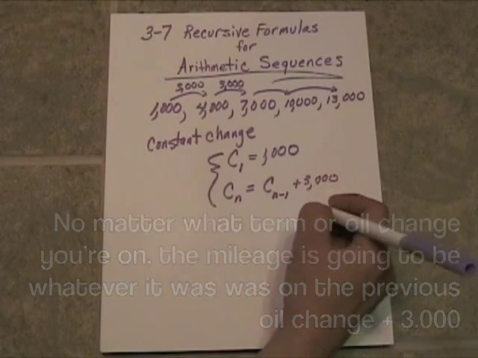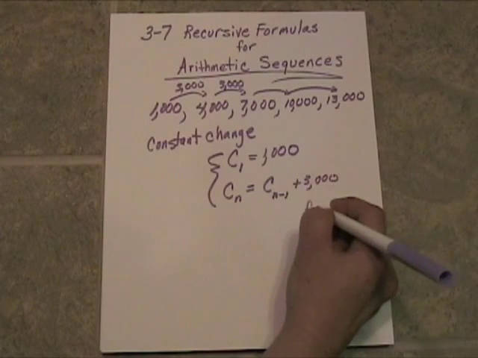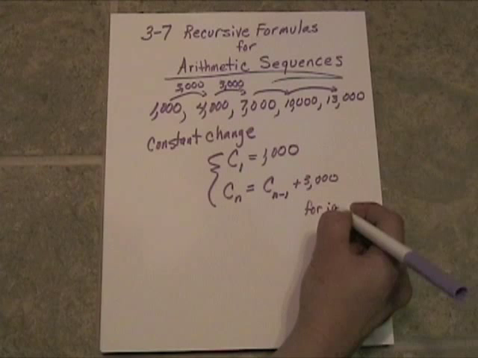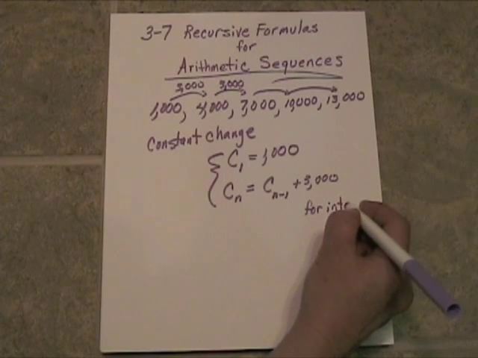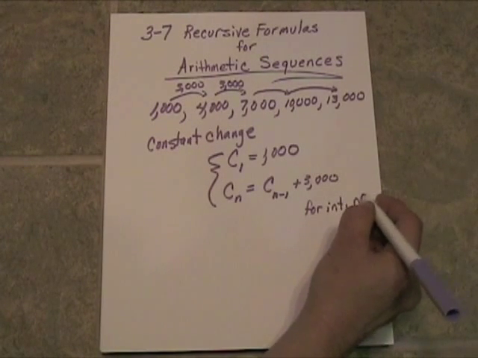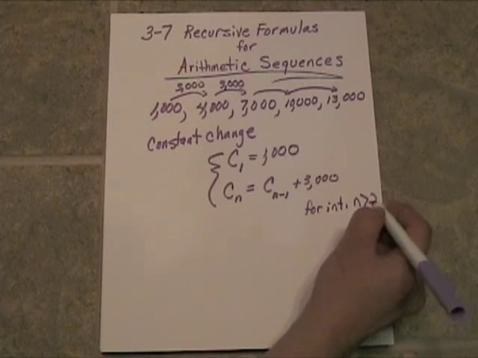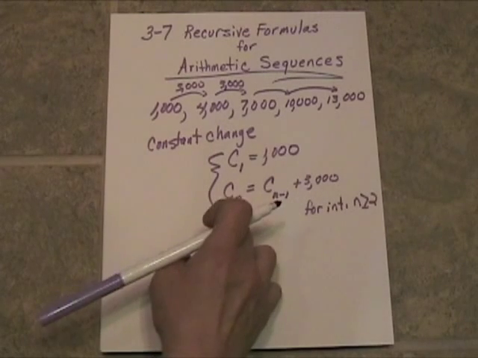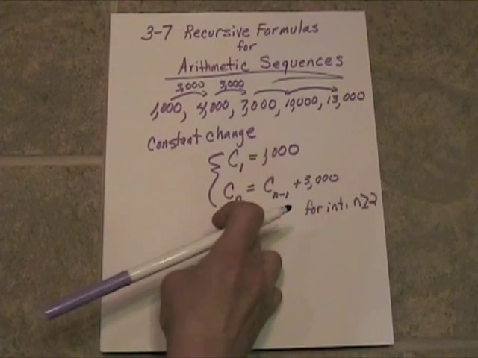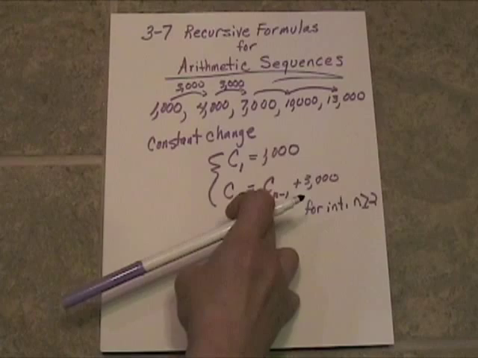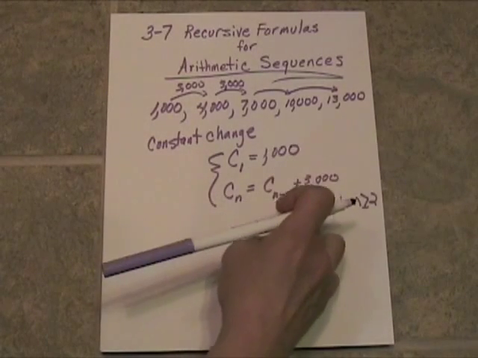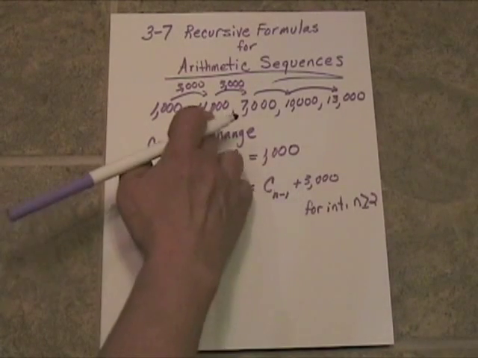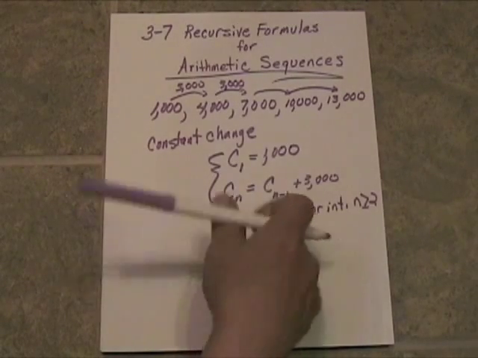Okay? And of course, this is for integers n greater than or equal to 2. So these are the n stands for the number of the oil change. So if we're on the second oil change, it would be C sub n minus 1, or this one right here, 1,000 plus 3,000, which gave us the 4,000. And so on and so on.